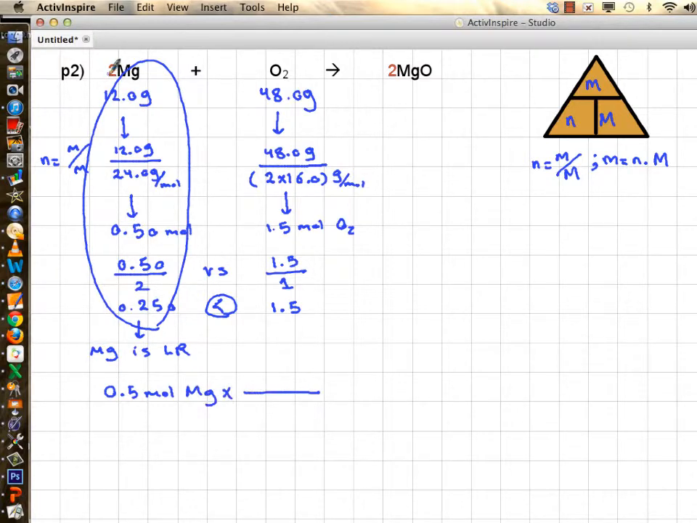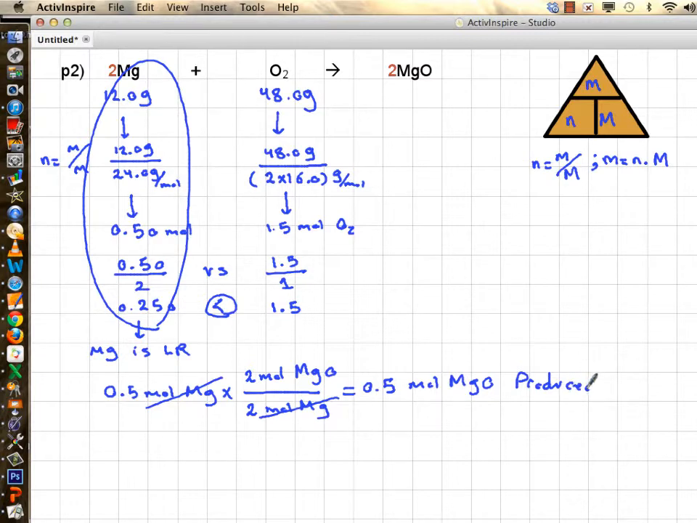Now let's just look at the proportionality. Every 2 moles of magnesium gives you 2 moles of MgO. So in the denominator, I put 2 moles of Mg. So moles of Mg cancel, not the numbers. In the numerator, I put 2 moles of desired product, in this case MgO. Final answer is 0.5 times 2 divided by 2, which is 0.5. I produce 0.5 moles of MgO.